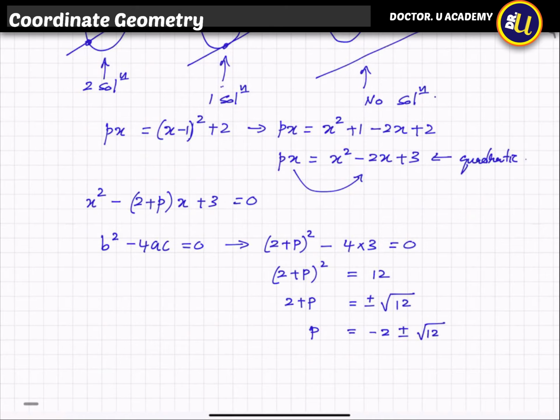Okay, so here we don't have to simplify it. If you want, you can simplify it, but we can generally keep it. That's no problem.